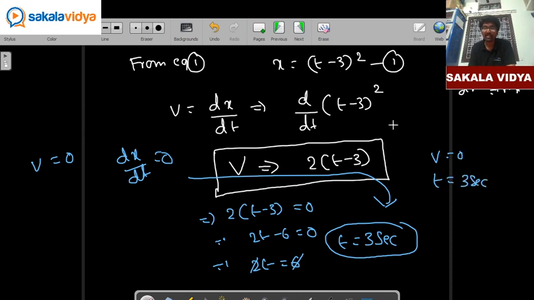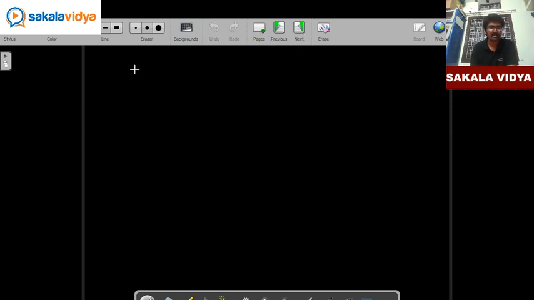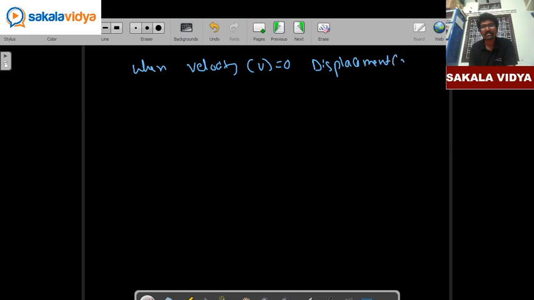But what you have to find? You have to find displacement. So according to our equation 1, what is our displacement? x is equal to t minus 3 whole square. So now let us find displacement. So when velocity v is equal to 0, now we have to find displacement. Displacement is how much? x. So according to our equation 1, x is equal to t minus 3 whole square.